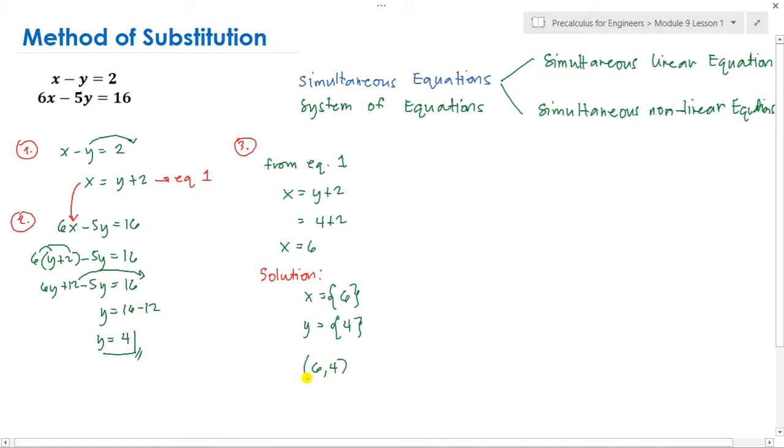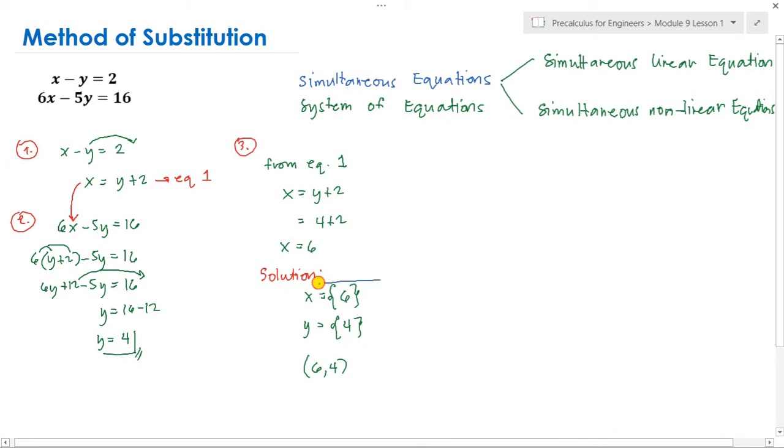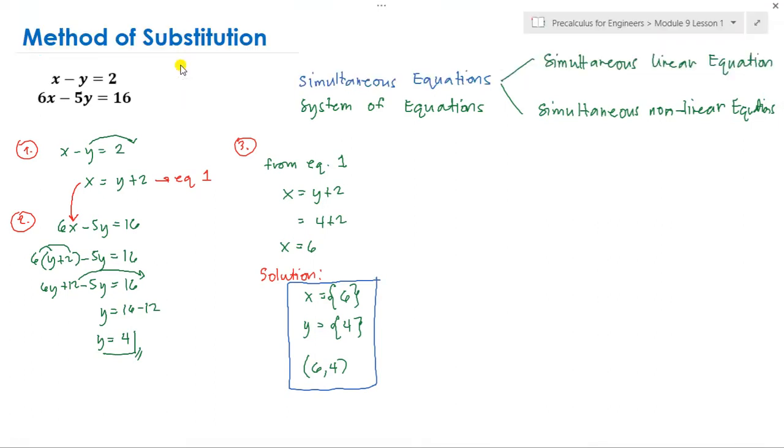So it indicates the points x and y. So this is how you're going to write your solution, using sets or the ordered pair. Now, in order to verify that our solution is true, we use checking.